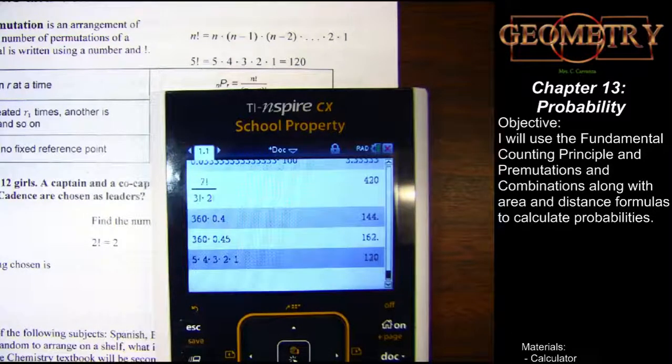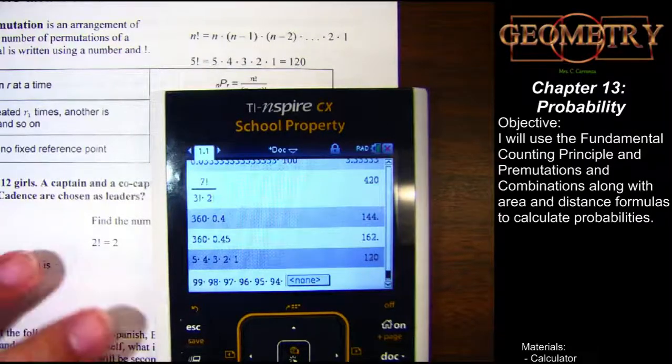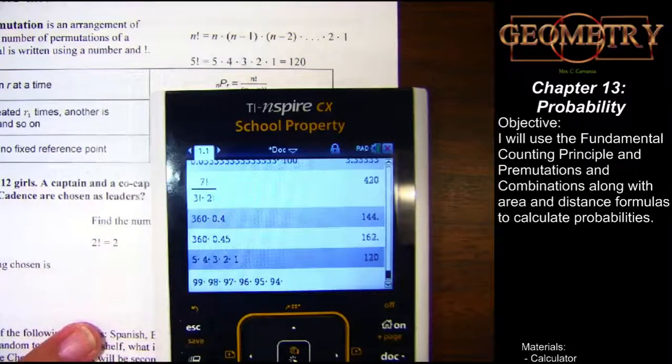The thing is, while this is well and good, imagine trying to do 99 bottles of root beer on the wall factorial. 99 times 98 times 97. Are you already bored of hitting the multiplication button? No. Yes. Yeah, and I've already messed up somehow. So there has to be a shortcut.